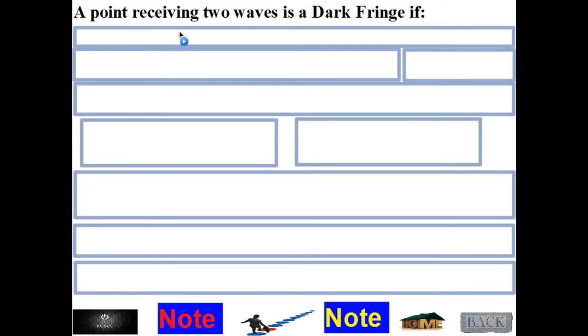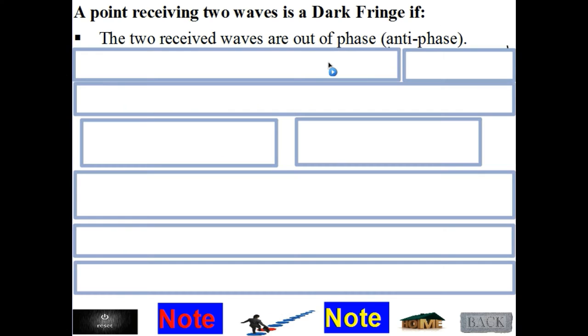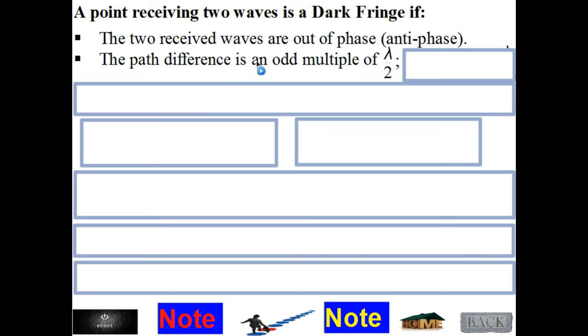Now a point receiving two waves is a dark fringe if the two waves are out of phase or in antiphase, and the path difference is an odd multiple of lambda over 2. What I mean by odd multiple of lambda over 2: if the two waves are out of phase, then the distance between them is lambda over 2, or 3 lambda over 2, or 5 lambda over 2, 7 lambda over 2, 9 lambda over 2.